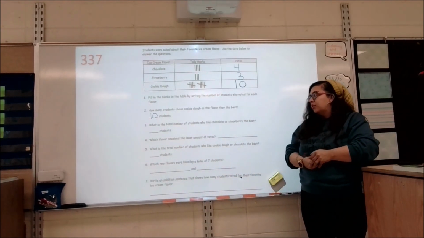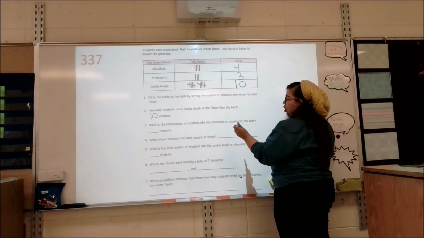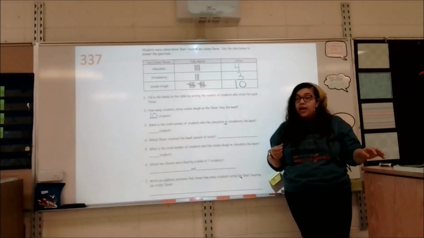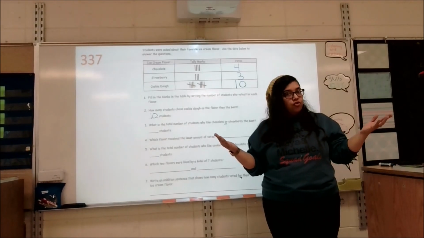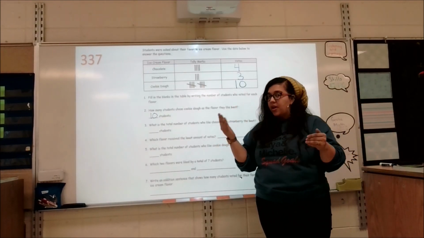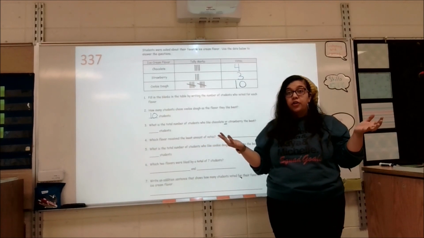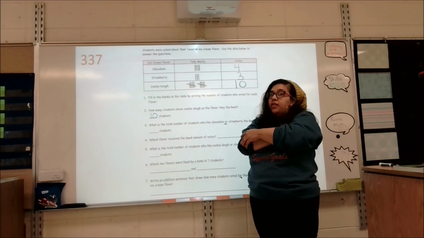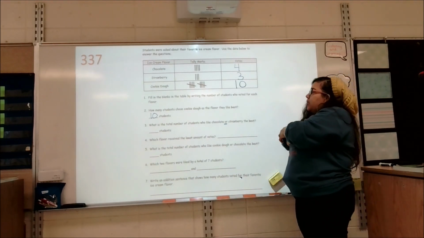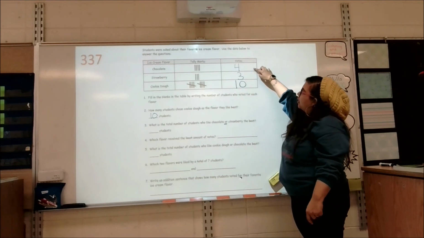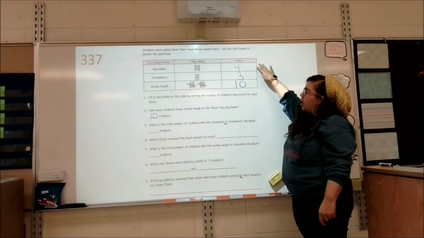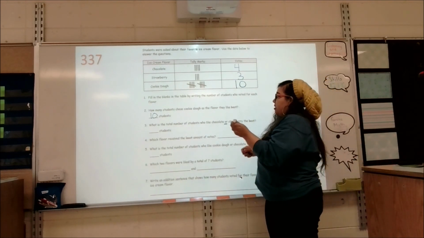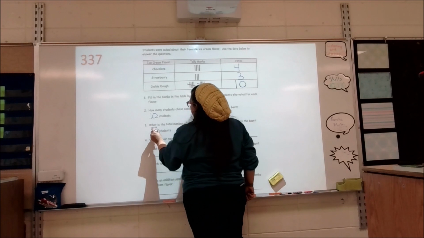What is the total number of students who like chocolate or strawberry the best? Now, what they want us to do when they say or is to put the chocolate children and the strawberry children together. The children that prefer chocolate and the children who prefer strawberry, put them together in a group, just like we did with our parents in the sports question. So putting chocolate and strawberry together, that is 4 and 3 is 7. 7 students like chocolate or strawberry the best.